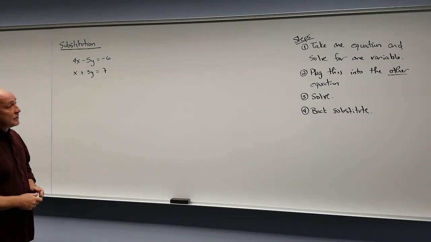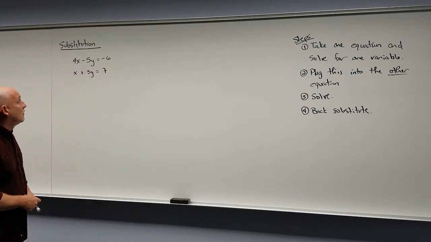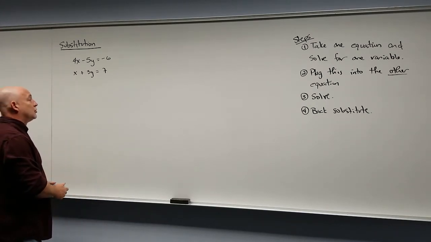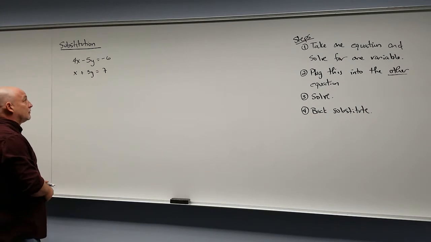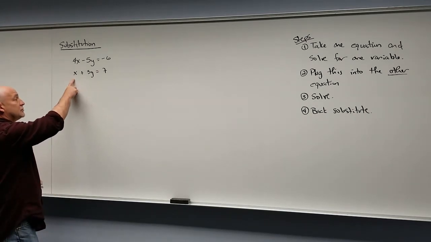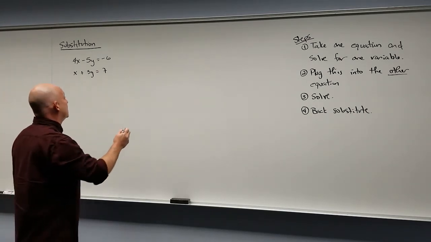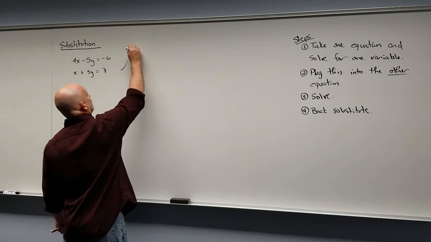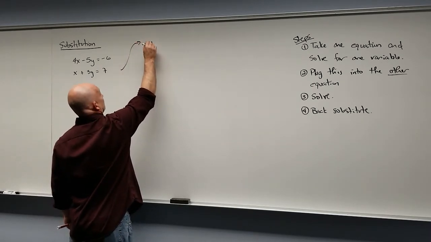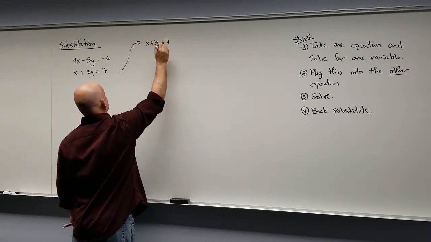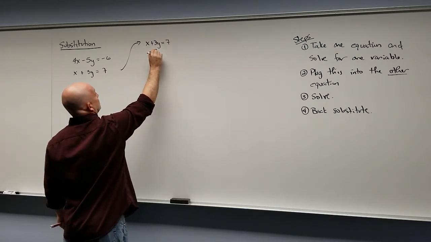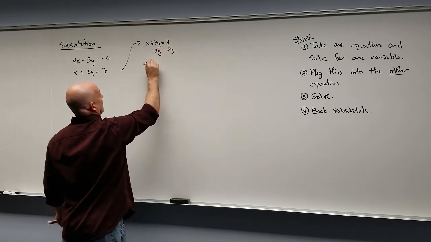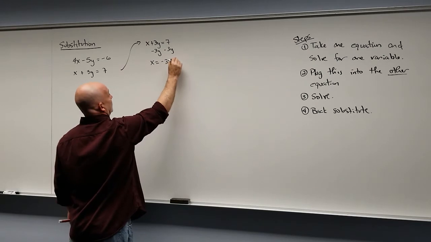First up, using the substitution method says take one equation and solve for one variable. There's no wrong choice. Any choice that you make, you should be able to get the right answer, but you should be able to see that the easiest choice would be to take the second equation and solve for x. So again, I'm going to bring this up to the top here. So x plus 3y is equal to 7. Subtract, so we get x is equal to negative 3y plus 7.